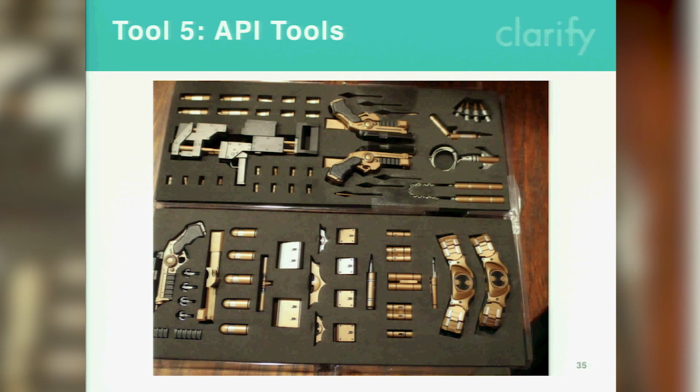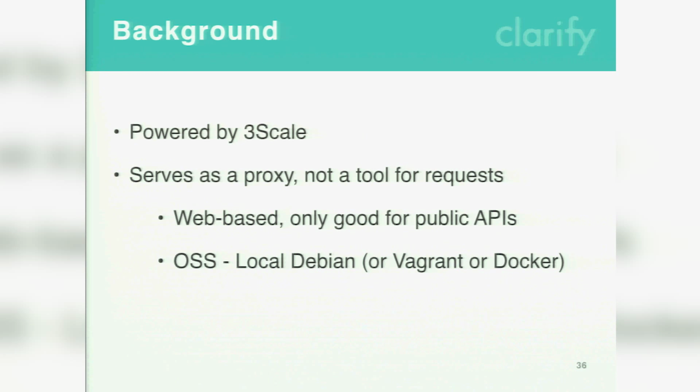Next up is API tools. I love this toolkit. I want one for Christmas. It is actually available on eBay, or on Amazon. So I don't think those are exactly what I thought they were, but hey, it'd be worth the fun. API tools is a system powered by 3Scale, which I admit, API tools is an awful name. If you Google API tools, you might find it. So Google API tools with 3Scale, you're way more likely to find it.